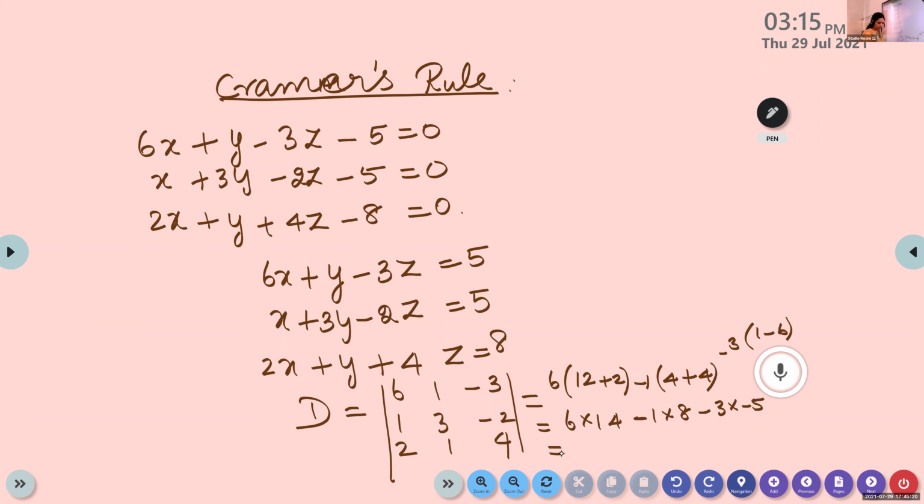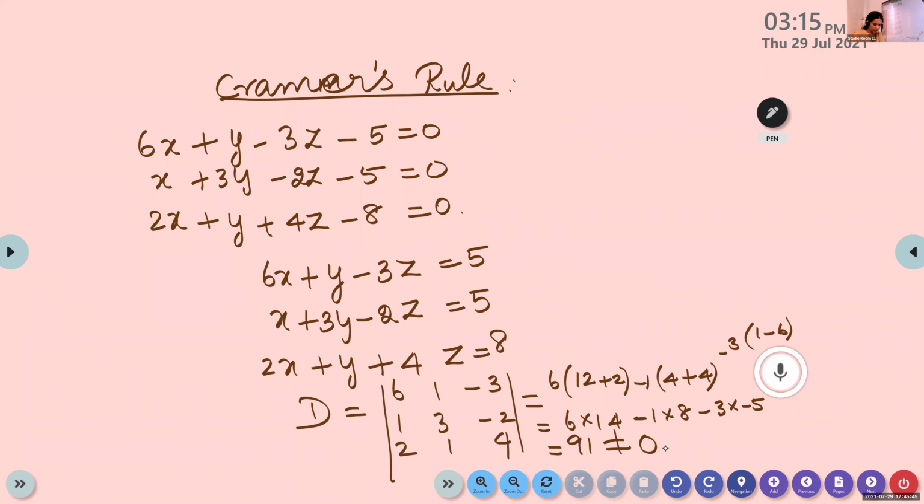What is 6 into 14? Simplify and give the final value. 91. Yes, 91, which is not equal to 0. First, you find the determinant D. Only if it is not equal to 0 will we be able to find the solution.